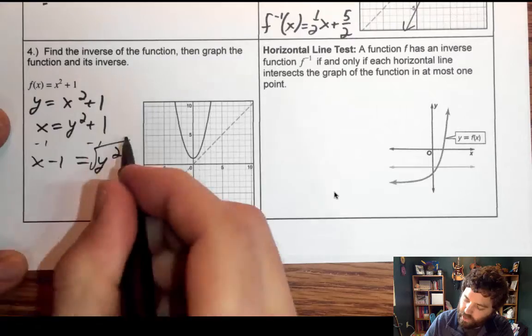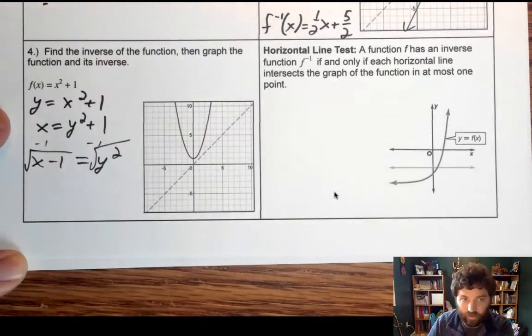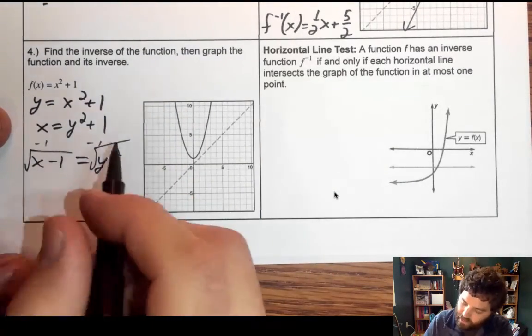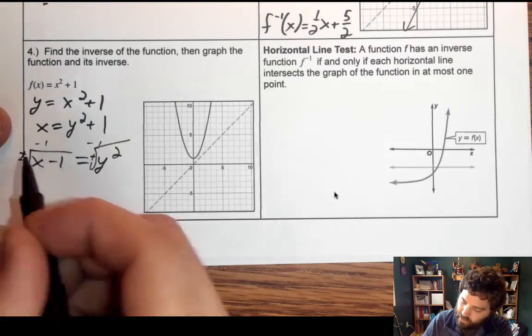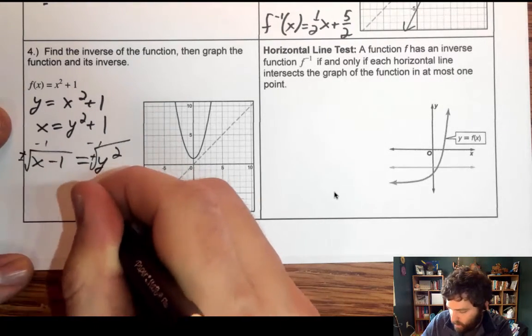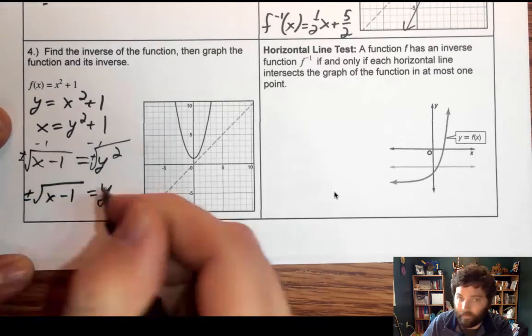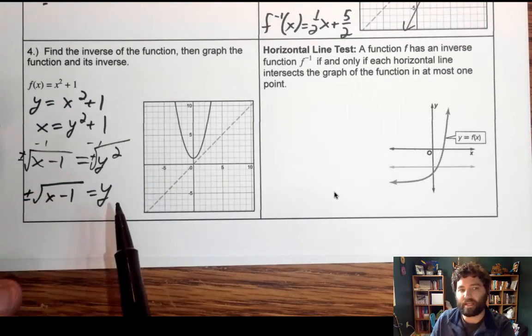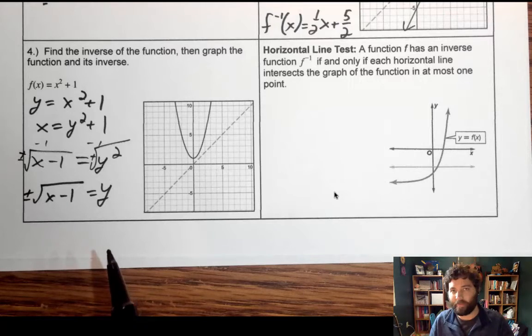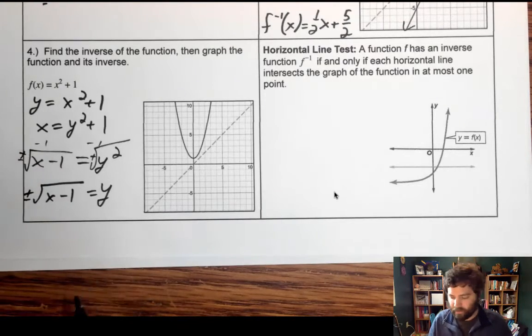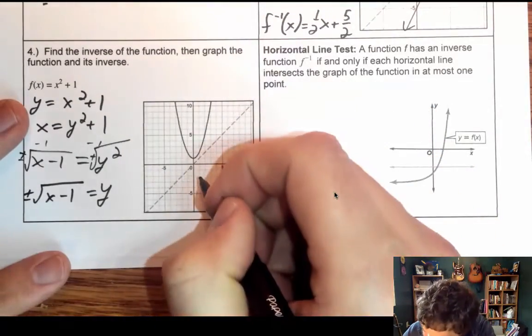Now I'm going to have to square root to undo, to take the inverse of a square actually. And it's a variable, so I need to do plus or minus. So what I get here is y equals plus or minus the square root of x minus 1. Now this is the positive square root of x minus 1 and the negative square root of x minus 1. You can graph these in Desmos if you want. I'm just going to show you what the graph looks like.